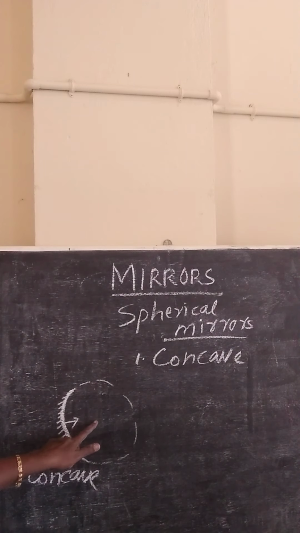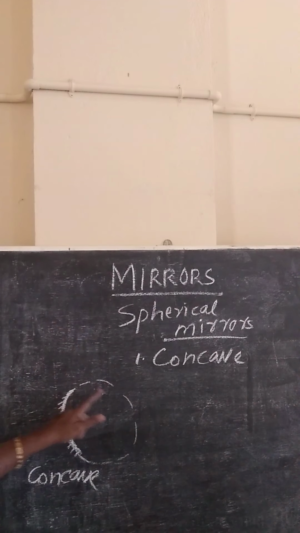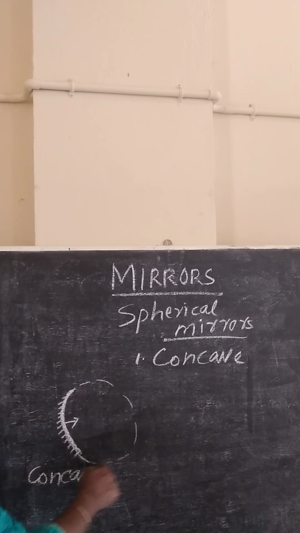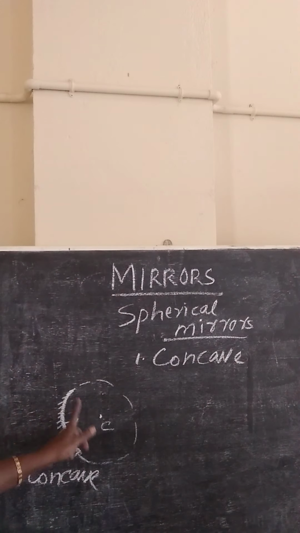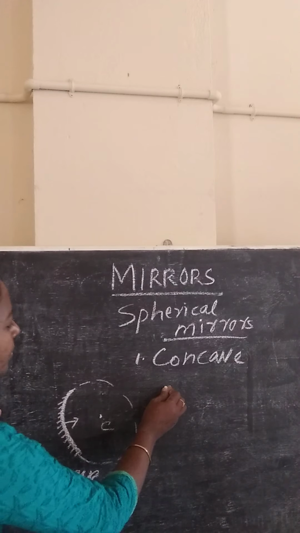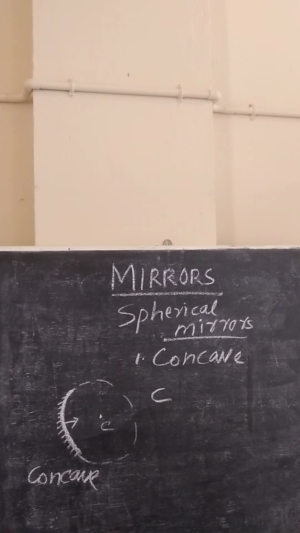This is the complete sphere, and from it a small piece is taken. The small piece we are calling a concave mirror, and the center of the sphere from which it is taken is called the center of curvature of that sphere. That is denoted by the letter C. C is the center of curvature.